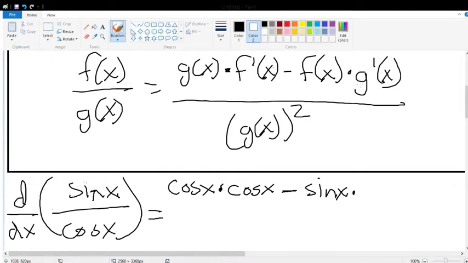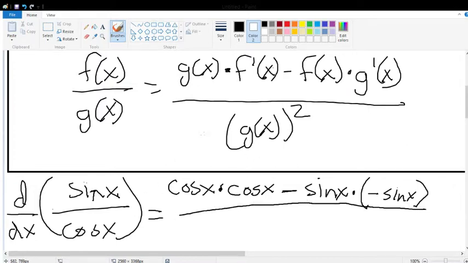And then the derivative of g of x, which is the bottom function. Derivative of cosine of x. Also, I gave it to you guys. It's negative sine of x. All divided by the bottom function squared. Our bottom function here is cosine of x, and we square it.